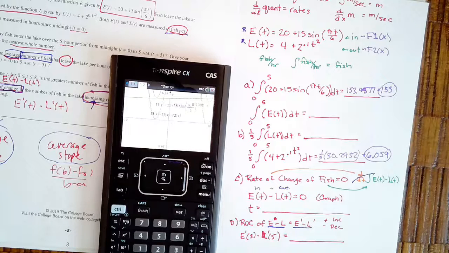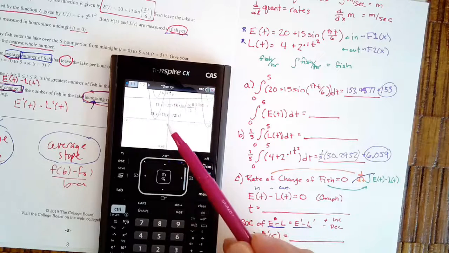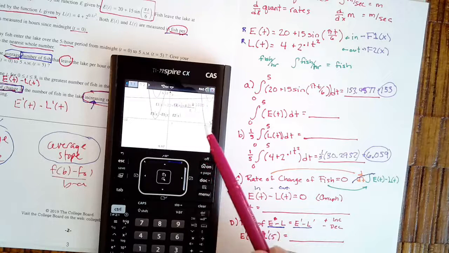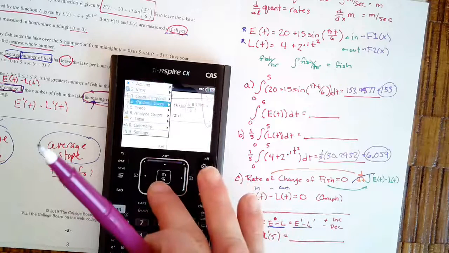The other way to think about this is that if this is the rate of change of fish at all times, because it's the fish coming in minus fish coming out, the area under the curve, starting at time 0, is the number of fish we have. So the area under the curve keeps increasing until this spot right here, and then the number of fish gets less and less. So I need to know what that time is. So I'll hit menu, analyze graph, zero.